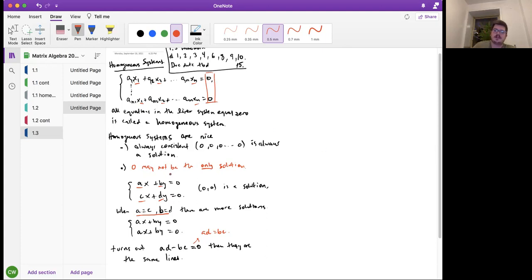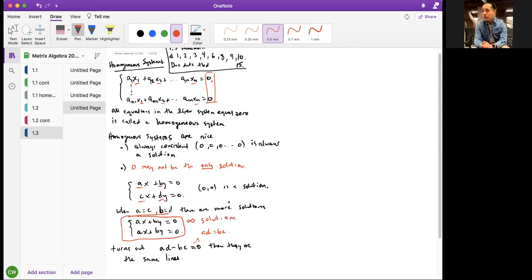Okay, so would there be another case where there would be more than one solution instead of just 0, 0? Yeah, that's this case here. That's infinite solutions, right? So remember that the only possibilities are that there's no solution, there's one solution, or there's infinite solutions.